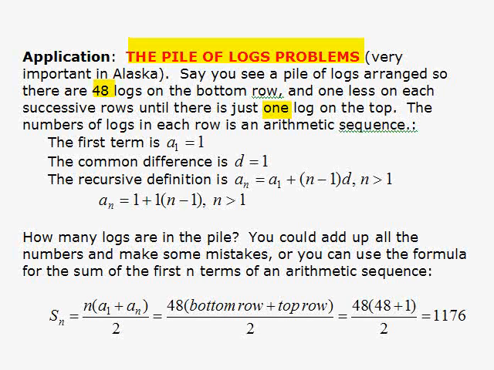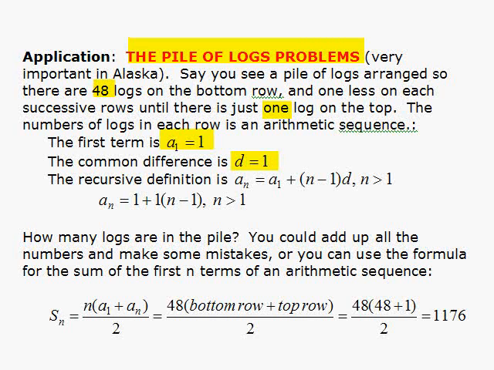You could add 48 plus 47 plus 46 plus 45, etc. You could do that, or you could recognize this is an arithmetic sequence. The difference between each row is 1. The first term, well, I'll start with 1. You could start with 48, and the common difference here is 1. You could start with 48 and say the common difference is minus 1, but let's just do it like this.